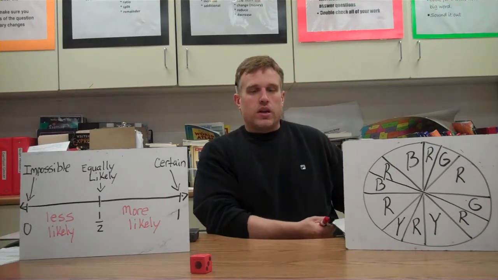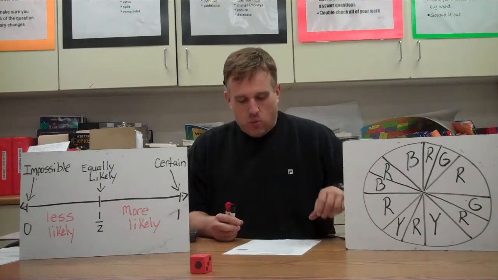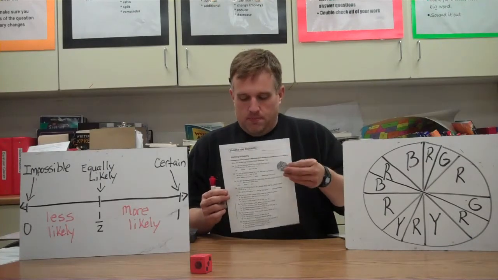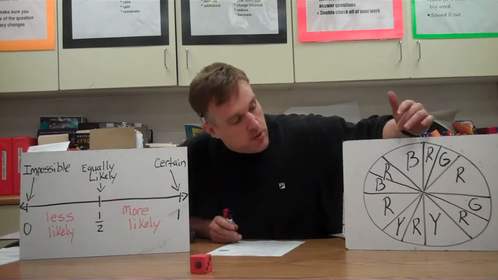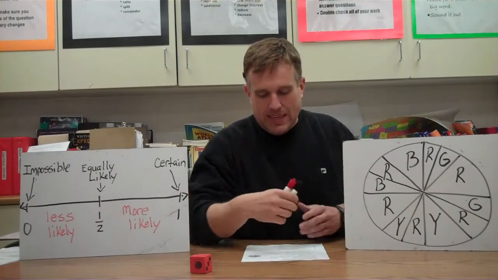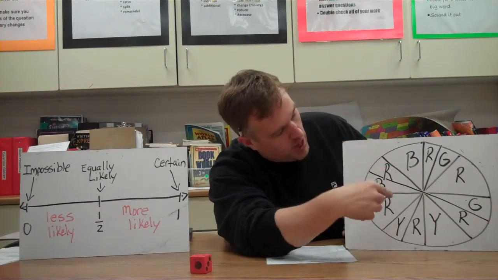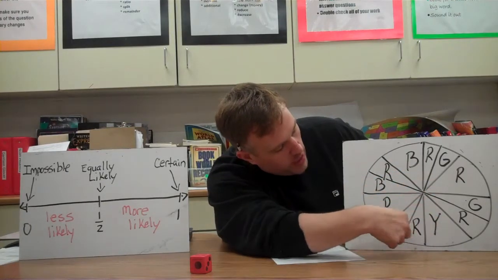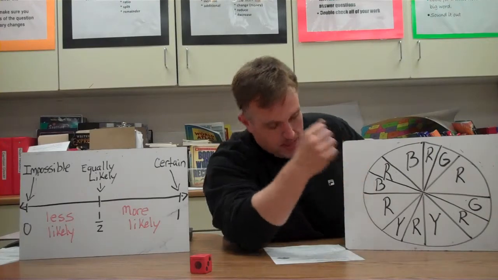Okay, now we're going to work on the flip side of the worksheet. It has the spinner at the top with the different colors on it. And that spinner is right here. My spinner is not exactly equally spaced, but it has the same colors on it. So R represents red, G green, Y yellow, and B blue.